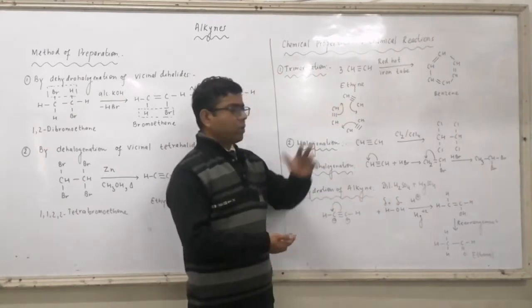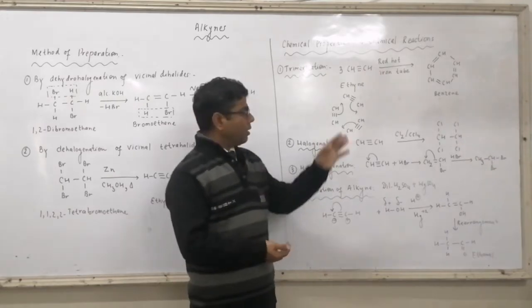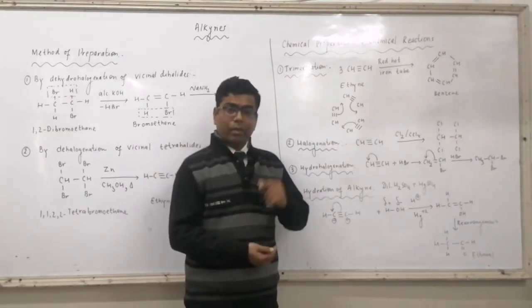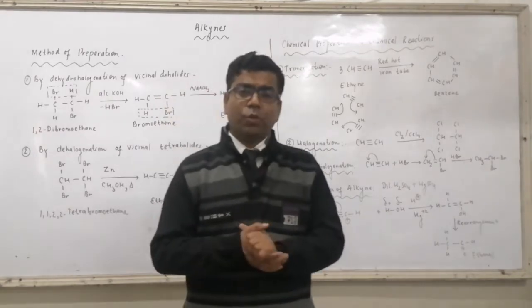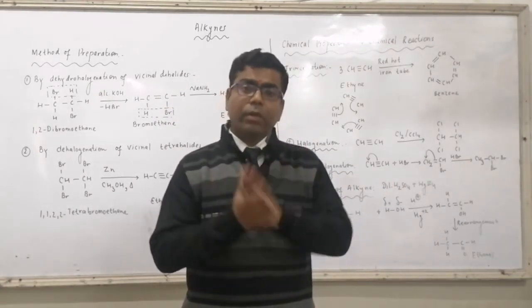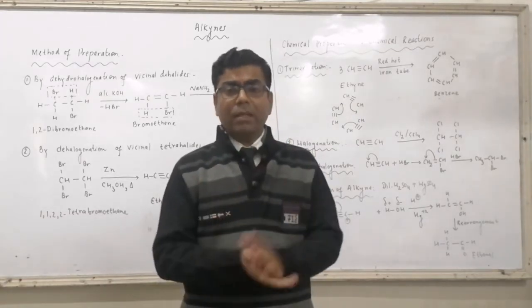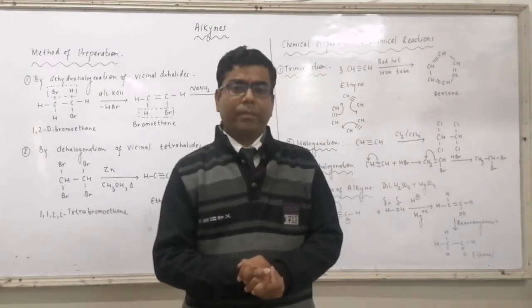So all the 3 molecules will be joined together by a single bond. In this manner, ethyne will be converted to benzene. So whenever alkynes are passed through red hot iron tube, then they are converted to aromatic compounds. It can be benzene or it can be alkyl substituted benzene.